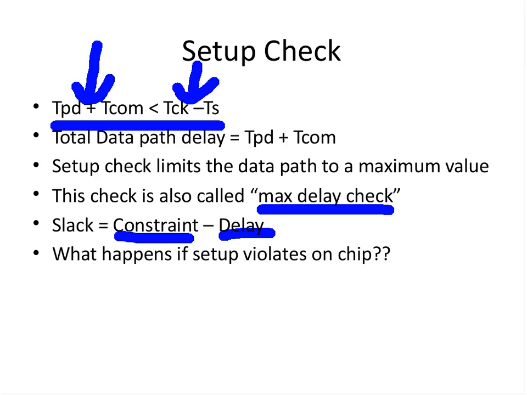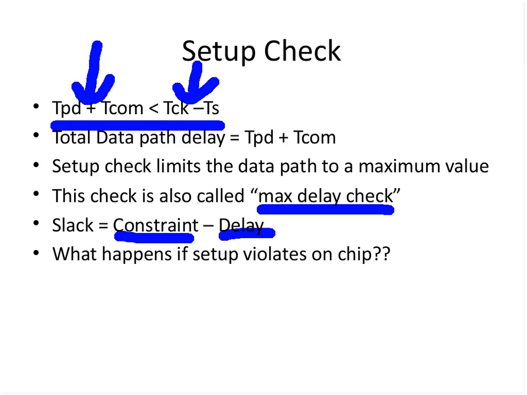Now what happens if setup violates on a chip? Let us say I designed a CPU, I had some problem in my STA, I did not know how to do it properly, the chip is fabricated and now does not work at 1 GHz. We try and fix it. Externally we can control TCK. There is a crystal on chip which we can program for the clock. I program it for 900 MHz and see if it works. If the setup violates, then by increasing the value of TCK at some point it might start to meet.